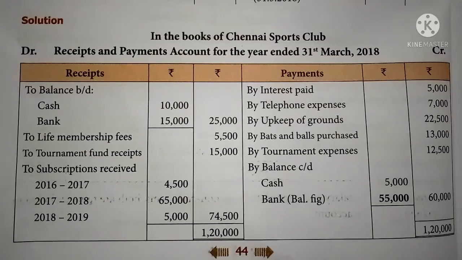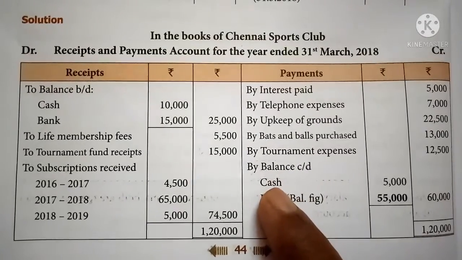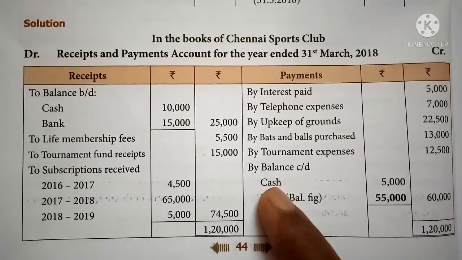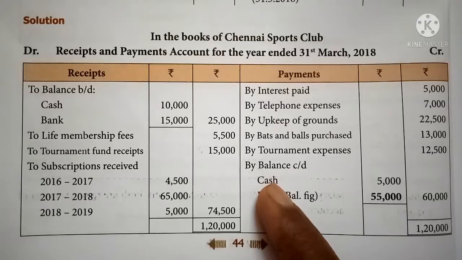You can write it in the inner column, because you have to find out one more balance. It will arise by balancing the receipt and payment account. While balancing, first add the receipt total and then add the payment total separately, including the closing cash balance. You can take this amount also, that is 5,000. So while adding all the expenses, add the closing cash balance 5,000.